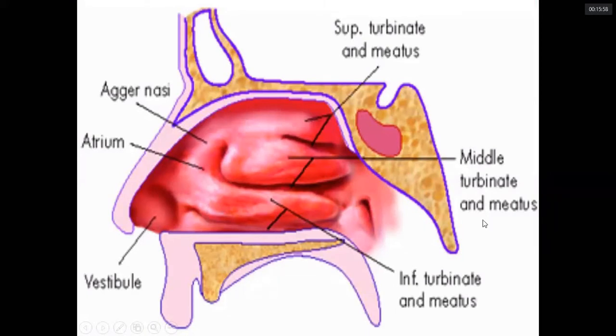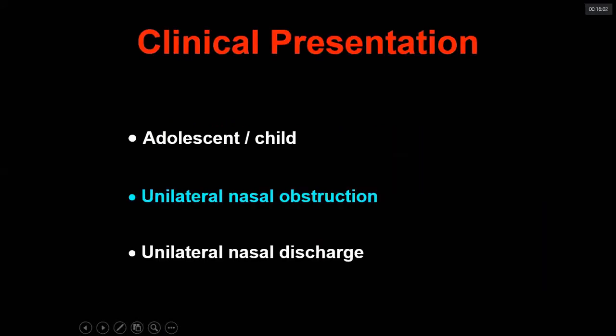Now let us go to the AC polyp. So what is the clinical presentation like? This is very important. In ENT diseases, the history and clinical examination will help you to diagnose a lot of conditions. The patient is usually an adolescent or child, and there is almost always unilateral nasal obstruction, and because of the obstruction there is unilateral nasal discharge.